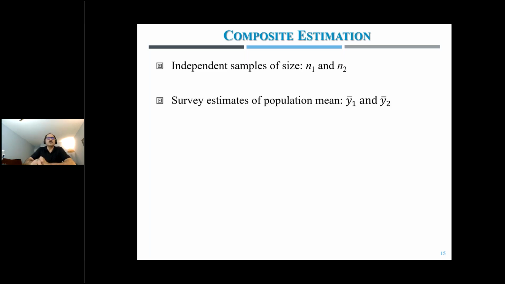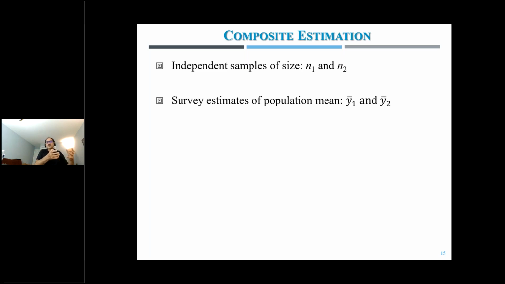So to start with, and this is a little bit of inevitable math that I need to share with you. Let's think about a situation where we have two independent samples. One is of size N1 and another one is of size N2. And each of these samples is used to produce some population estimates of some population parameter, let's say some population mean. So sample 1 produces an estimate of the population mean, call it Y bar 1, and sample 2 produces an estimate of the same population mean, call it Y bar 2.